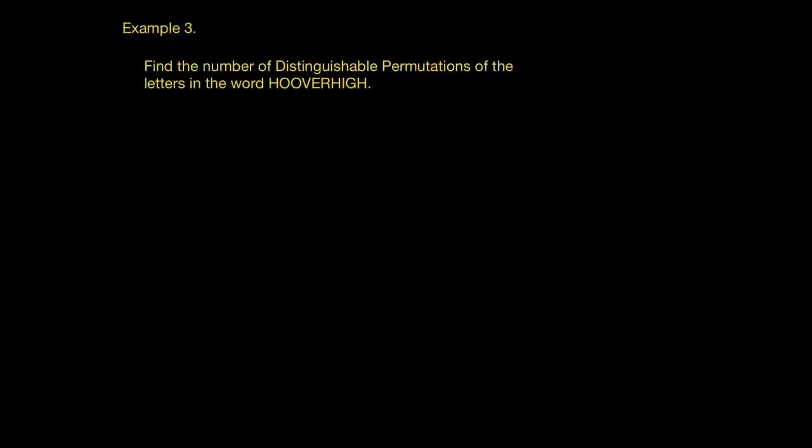So now example 3, find the number of distinguishable permutations of the letters in the word Hoover High. To do this, we're first going to count all of the letters. So we have 1, 2, 3, 4, 5, 6, 7, 8, 9, 10. So we have 10 factorial rearrangements of those letters.